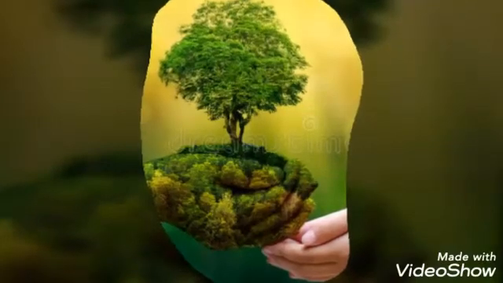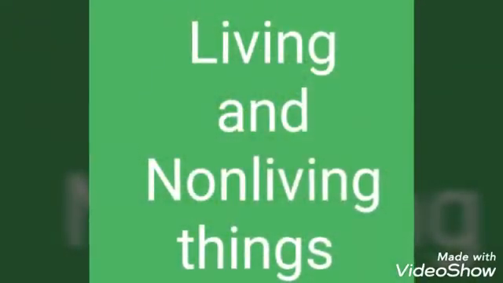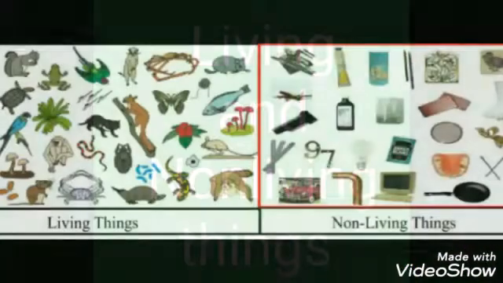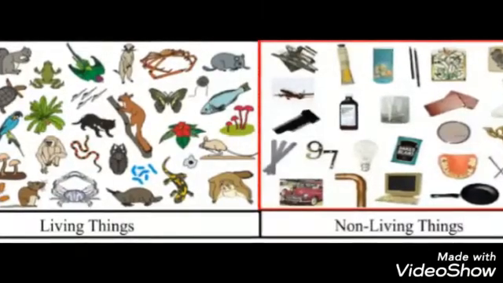Today we are going to discuss living things and non-living things. Living things are identified by having characteristic features. What are the characteristic features that living things have?